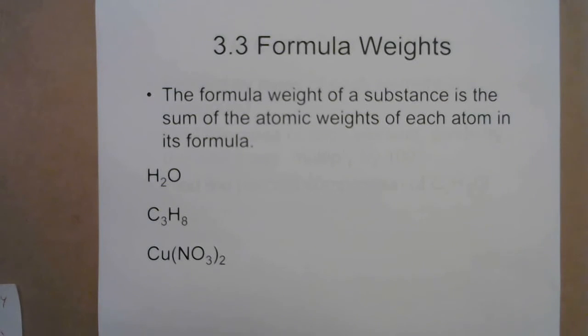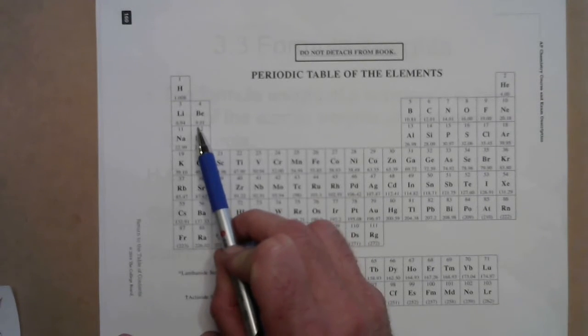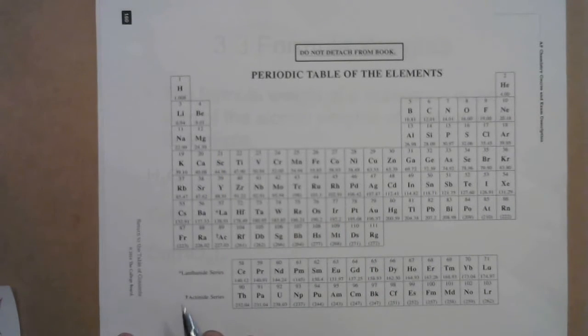All right, Marauders. In this lesson, 3.3 formula weights, we're going to learn how to calculate the formula weight of a compound as well as learning to calculate percent composition. So we've already learned about average atomic masses, and that was the number on the periodic table, the decimal number, telling you what the mass of an average atom of that type is.